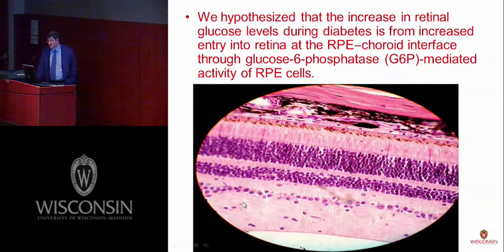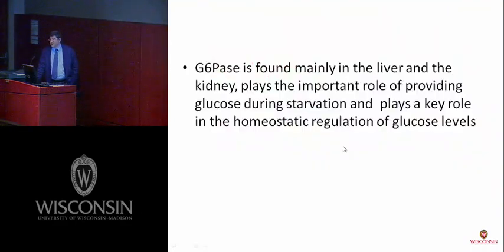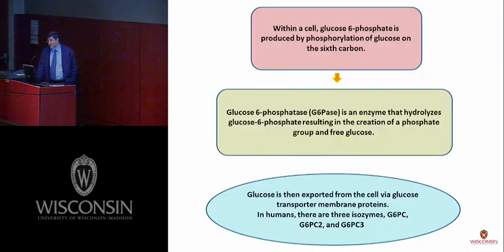So based on this introduction, we believe the reason for the hyperglycemia in early diabetic retinopathy is hyperfunctioning of the RPE cell, and the reason for this hyperfunctioning is hyperactivity of a special enzyme named glucose-6-phosphatase. This enzyme is mainly located in the liver and in the kidney, and it plays an important role in the homeostasis of glucose. The enzyme has different compartments, but the major role is to remove the phosphate group from glucose-6-phosphate. Then the glucose is free to go out of the cell.